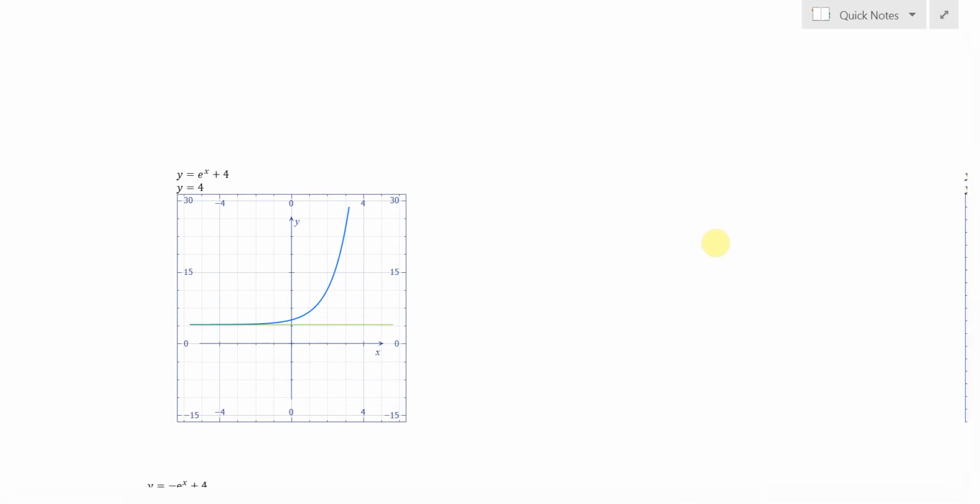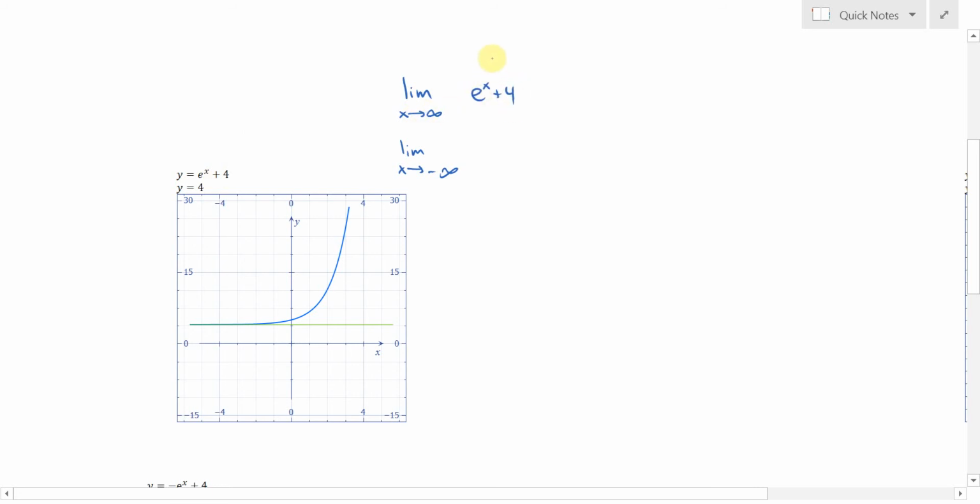Here's a function, e to the x plus 4. If that's our function f, we can worry about what's happening as x runs to infinity, and as x runs to negative infinity. Let's think about how we'd figure that out. For the limit as x goes to infinity of e to the x plus 4, as x is getting bigger and bigger, what's happening to the e to the x term?